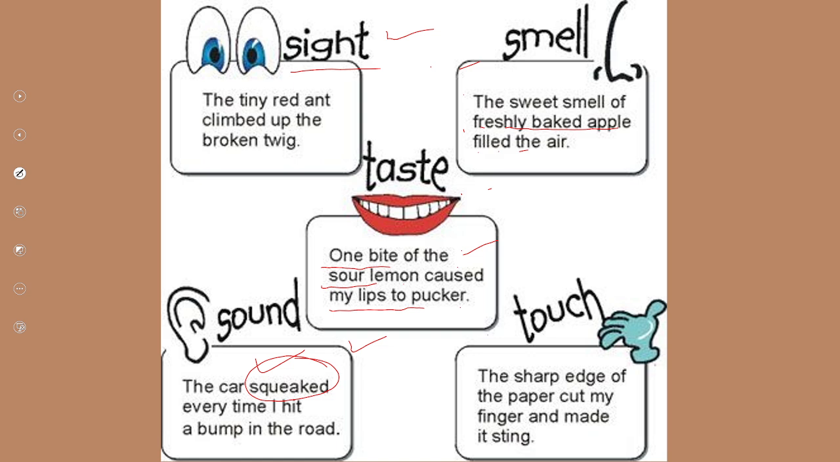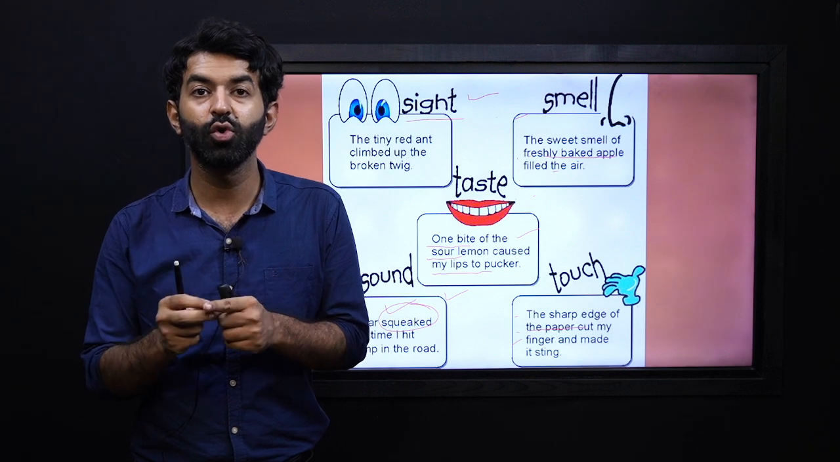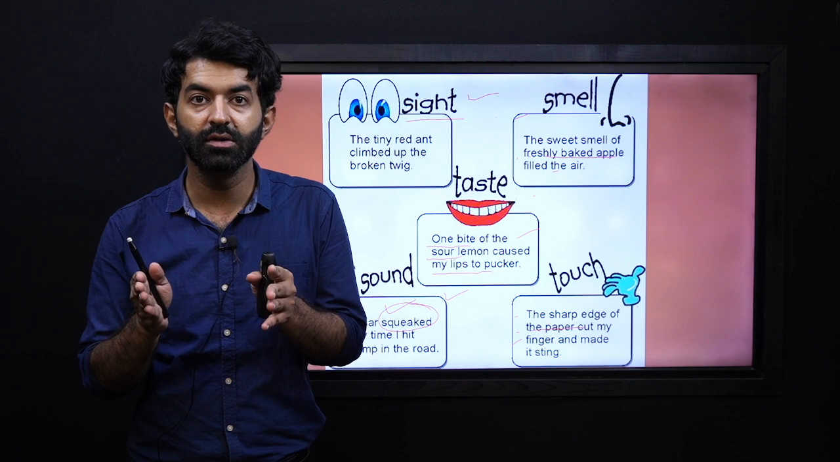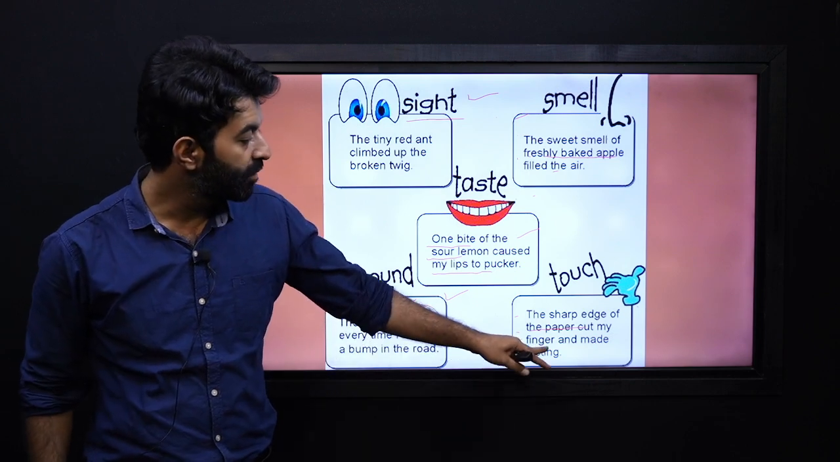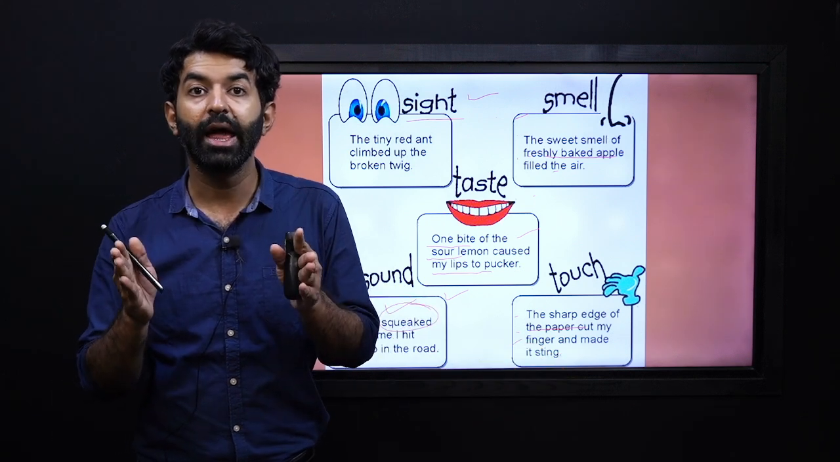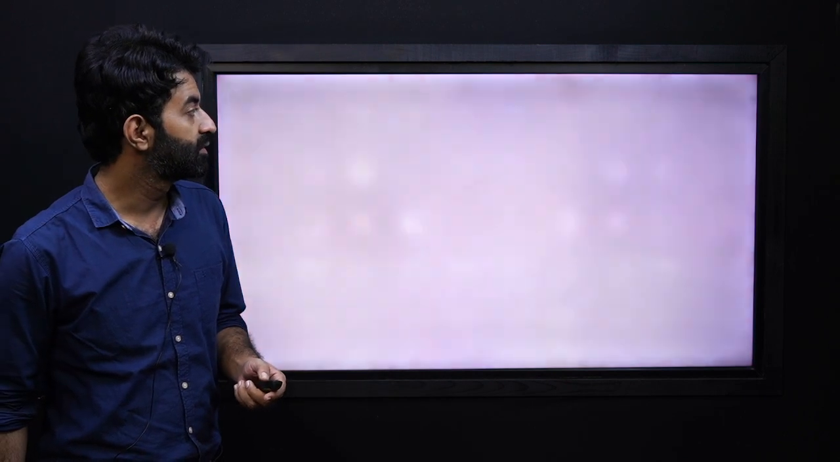If we talk about touch, "The sharp paper cut my finger and made it sting." If you ever had a paper cut, you know the feeling, the pinchy and hurtful feeling. By using these words like stinging, sharp edge, you can actually understand and feel it. So we have triggered all these different senses.